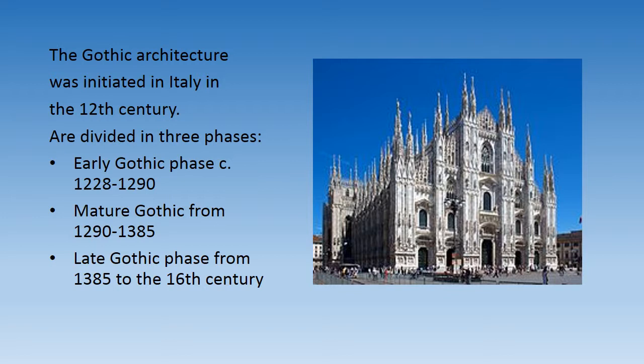The Gothic architecture was initiated in Italy in the 12th century. They are divided in three phases: Early Gothic phase, 1228 to 1290, Mature Gothic from 1290 to 1385, and the Late Gothic phase from 1385 to the 16th century.